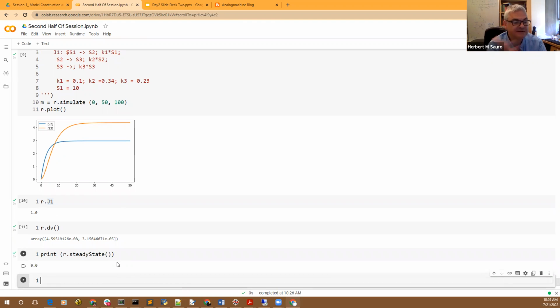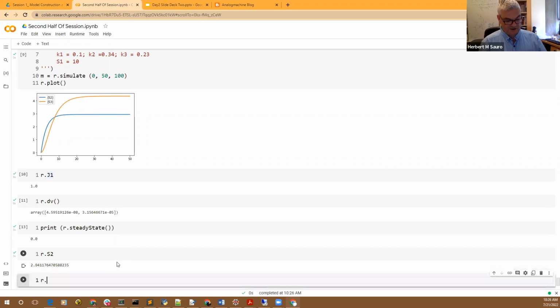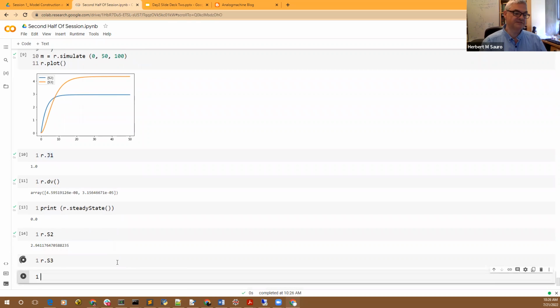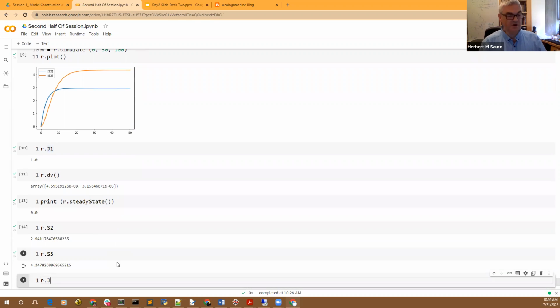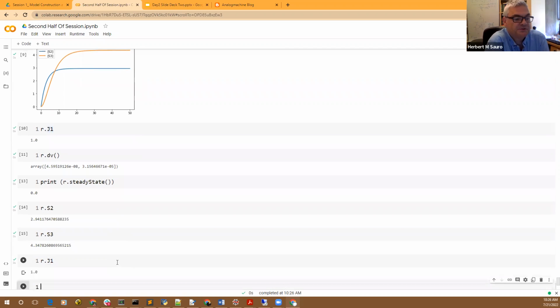I can run it again, and it might get even closer. Yes, it's actually at 0 now, because it started from the computation it just did, and then tried again to compute the steady state. This time it got it exactly right. So S2 is at the steady state level of S2, and S3 is at the steady state level of S3. And J1, of course, is now the steady state flux, 1.0.